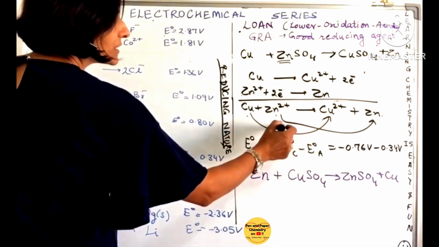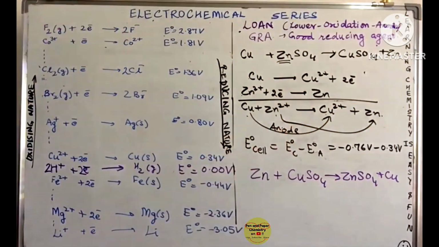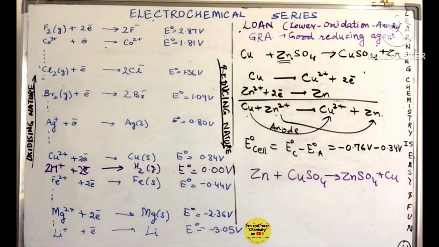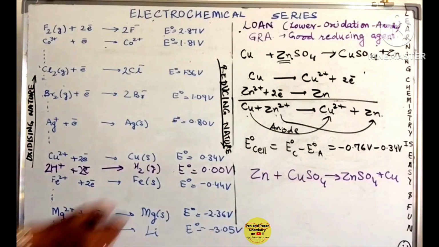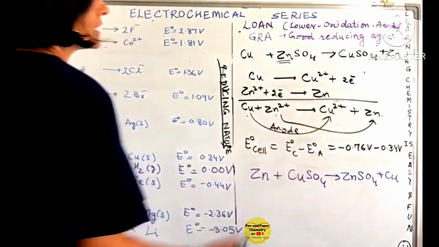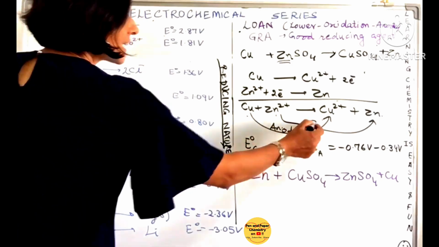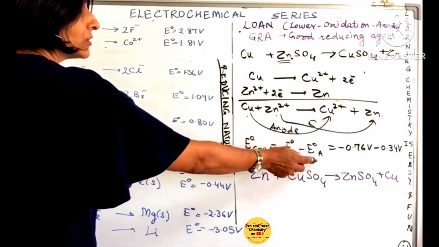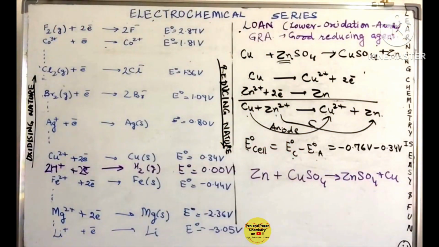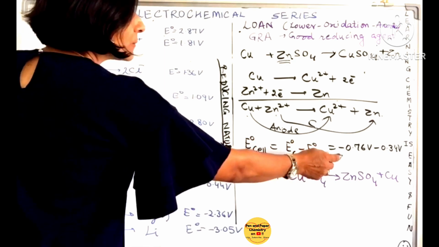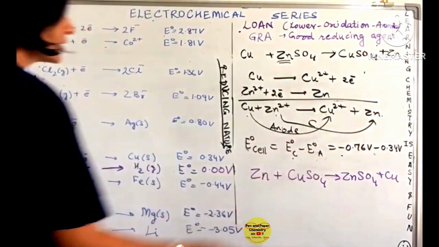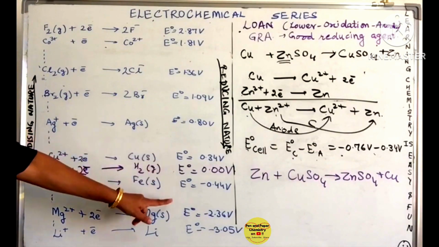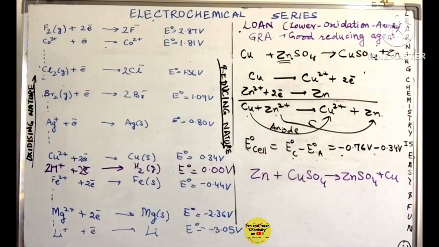Loss of electrons, oxidation, anode. I have taken a full lesson on this. In case there is any doubt, please go back to the EMF of a cell and make the fundamentals clear before you proceed. Zn2 positive changing to Zn, that means gain of electrons, reduction, cathode. Standard EMF of the cell, E naught cathode minus E naught anode. We use the reduction potentials over here. So minus 0.76 minus 0.34 volts. These are the reduction potentials that have been provided to us.